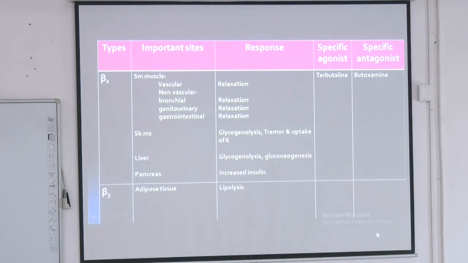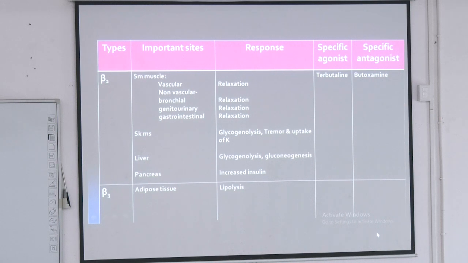Next is the skeletal muscle. You can see here glycogenolysis. Glycogenolysis can occur in two sites, one in the liver and another in the skeletal muscle. In the skeletal muscle, it is by beta receptor, and there might be some tremor. It is due to the beta receptor. It is very important to know which receptor is involved in tremor following the drugs used in bronchial asthma. And uptake of potassium. It is a very important role clinically.